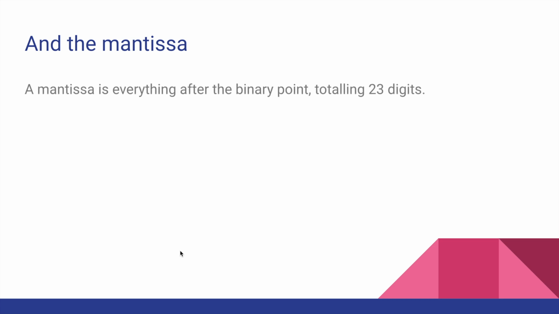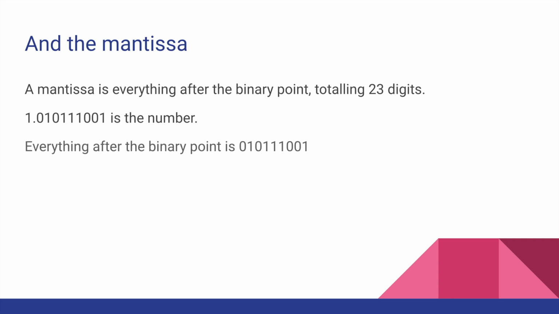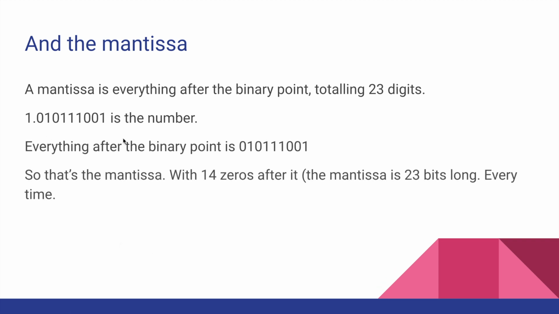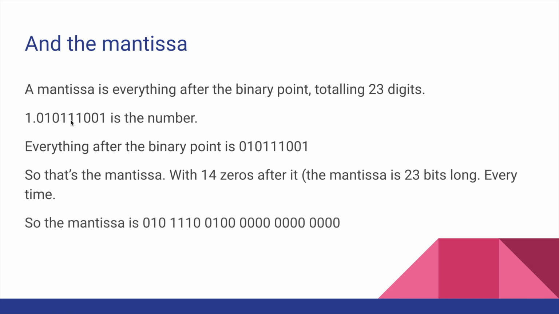Now the fun part, the mantissa. A mantissa is everything after the binary point, totaling 23 digits. So that's my number, 1.010111001. That's my number. Everything after the binary point, 0, 1, 0, etc., is the mantissa. And then because it needs to be 23 bits long, I'm going to add 14 zeros. The mantissa is always 23 bits long. Now notice something. This number, this leading 1, is not rendered. There is a reason for that.